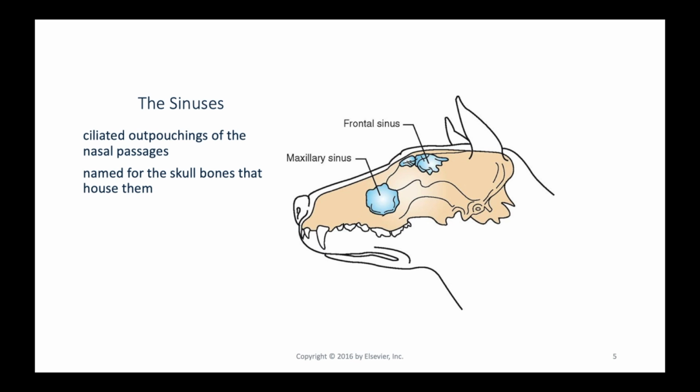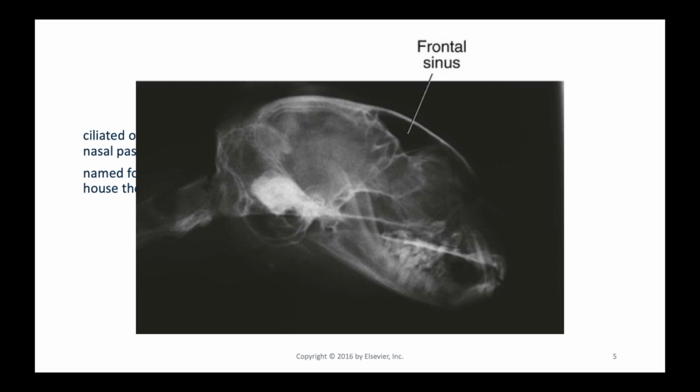The sinuses are ciliated outpouchings of the nasal passages, so they are these little pockets of bone that are lined with ciliated epithelial cells, and they produce mucus. They're named for the bones that house them, so of course we have the maxillary sinus and the frontal sinus. And looking at a radiograph, this is what they show up as on radiograph. It's harder to see the maxillary because it's superimposed by other bone, but the frontal sinus, you can see that it's this cavity within the bone that allows air to come in, swirl around, get humidified, and then make its way down the respiratory tract.